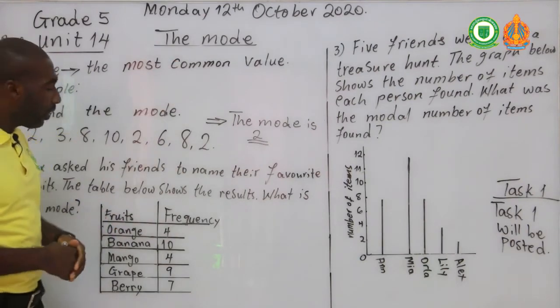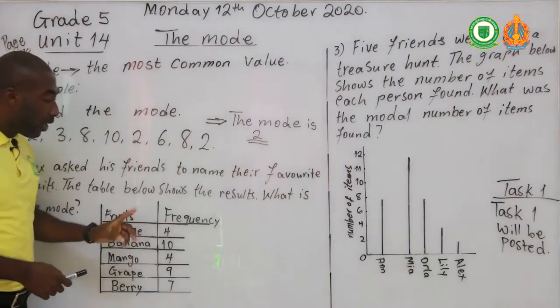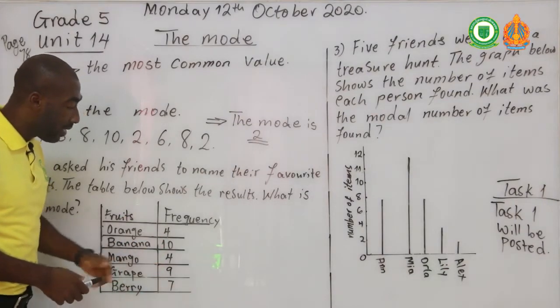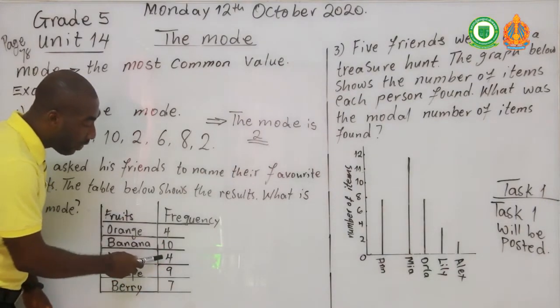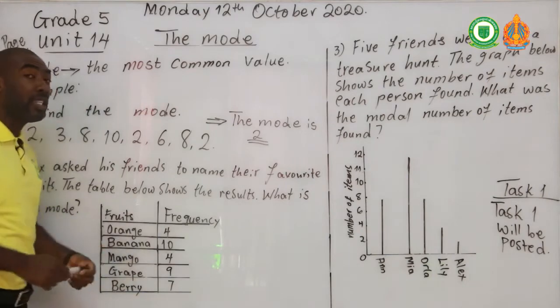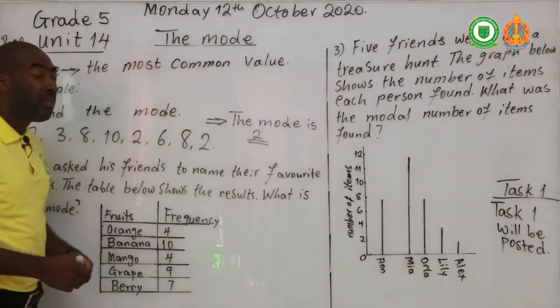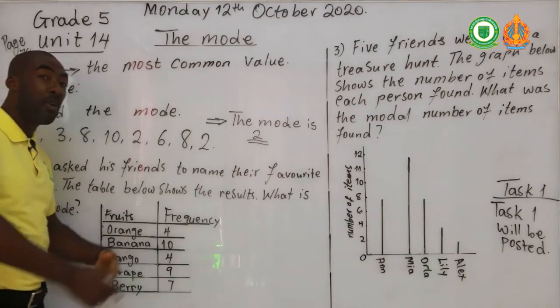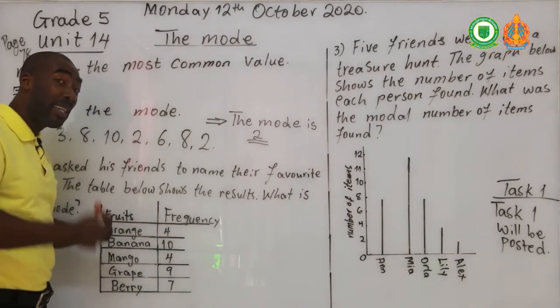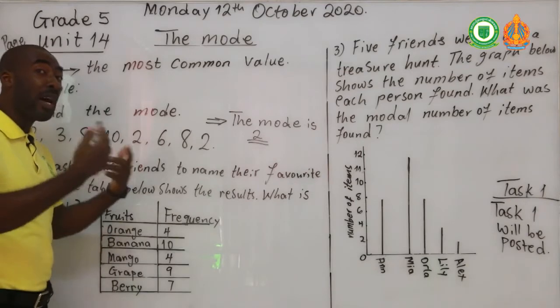So here, don't be confused about the numbers, that we have 4 here and we have 4 here, so 4 is the mode. No, because this is frequency. Frequency means the number of times something happened, occurred, or appeared.